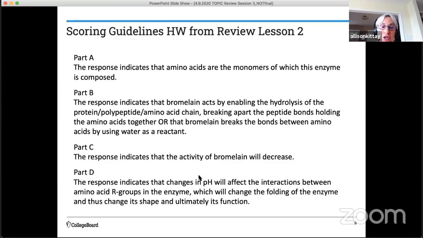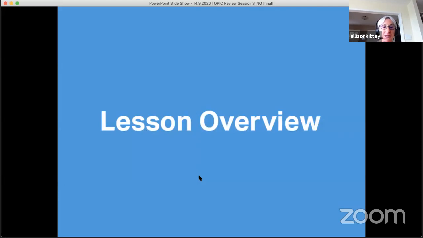It can change the charge of the R groups, which would make the folding of the protein enzyme different. So ultimately its shape would be changed, and anything that changes the shape of the enzyme can ultimately affect its function. So there was a lot in this, from the monomer component to the types of reactions that build and break down organic molecules, understanding the optimum range for pH activity, and then how pH affects the enzyme's activity. So let's move on to today's lesson.